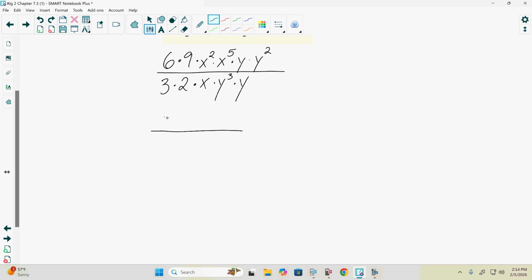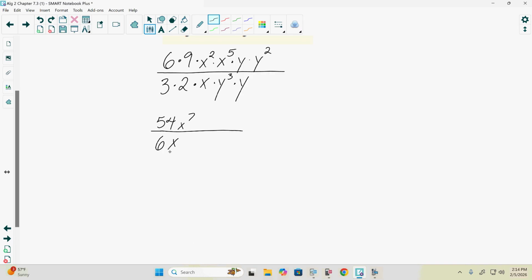And 6 times 9 is indeed 54. 3 times 2 is 6. x squared times x to the fifth: 2 plus 5 is 7.